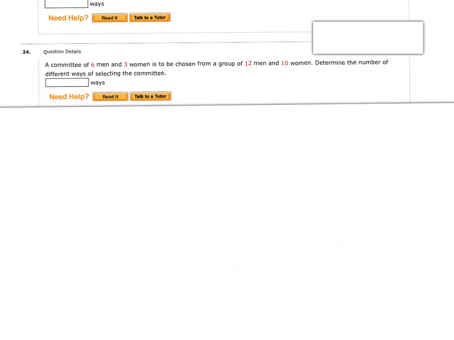All right, next up here, we got a committee of 6 men and 3 women to be chosen from a group of 12 men and 10 women, to determine the number of ways we can select the committee. So we're going to have to separate the men and the women here. And for the men, we have 12, and we're choosing 6. And then the women, we have 10, and we're choosing 3.